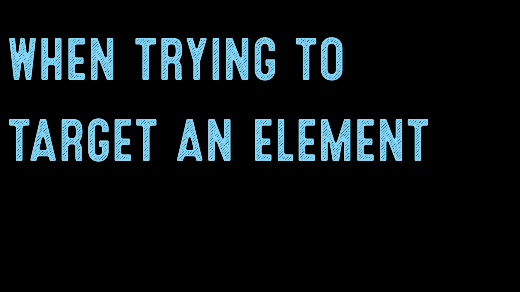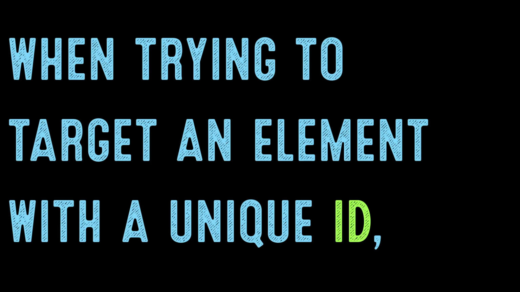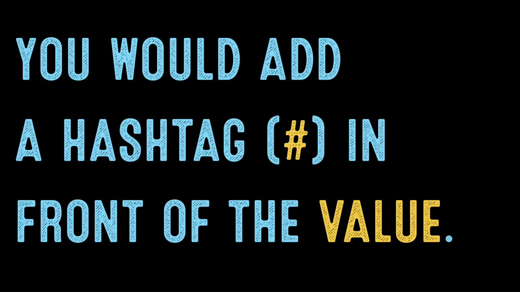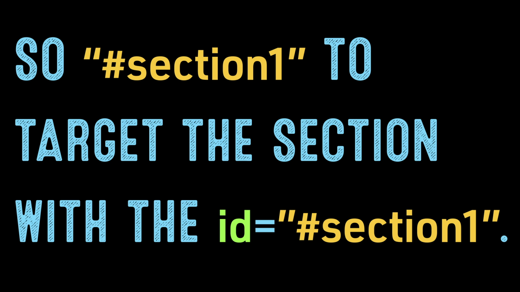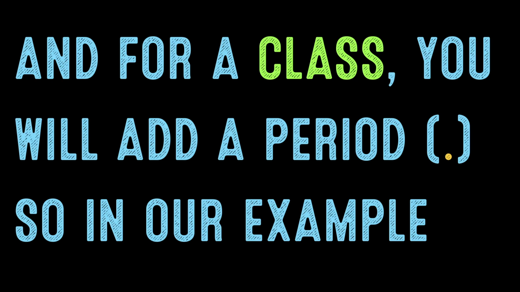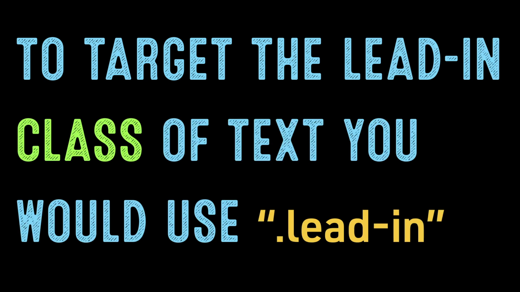When trying to target an element with a unique ID, you would add a hashtag in front of the value. So #section1 to target the section with the ID equals section1. And for a class, you will add a period. So in our example, to target the lead-in class of text, you would use .lead-in.